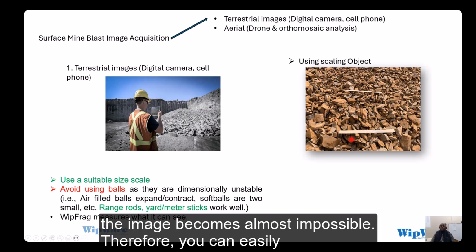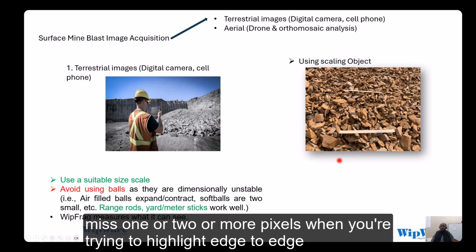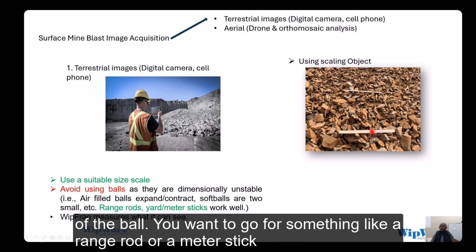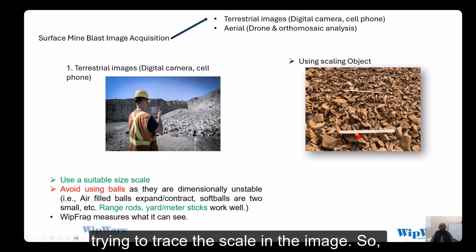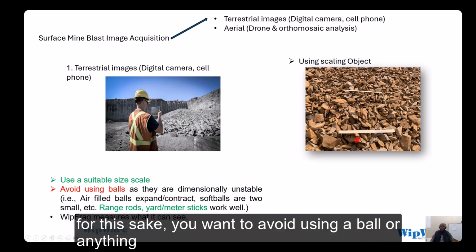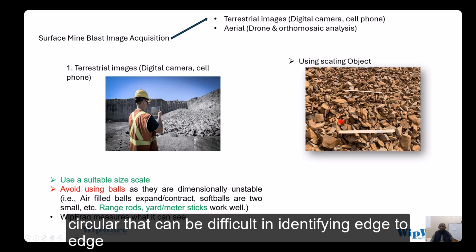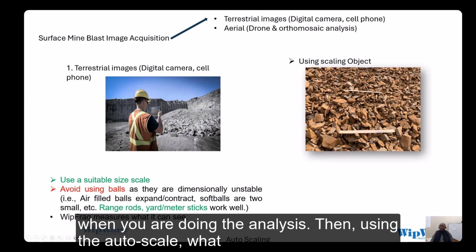Therefore, you can easily miss one or two or more pixels when you are trying to highlight edge to edge of the ball. You want to go for something like a range rod or a meter stick that you can easily identify edge to edge when you are trying to trace the scale in the image. So for this sake, you want to avoid using a ball or anything circular that can be difficult in identifying edge to edge when you are doing the analysis.